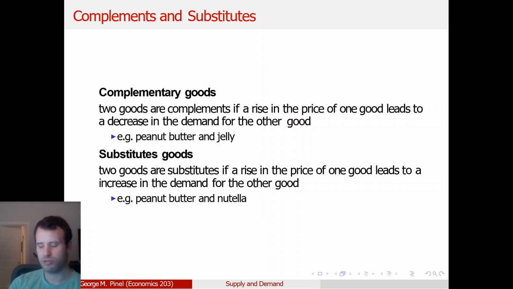What else did I say? Androids and iPhones, right? As the price of iPhones increases, people will probably start buying more Androids and vice versa, right?